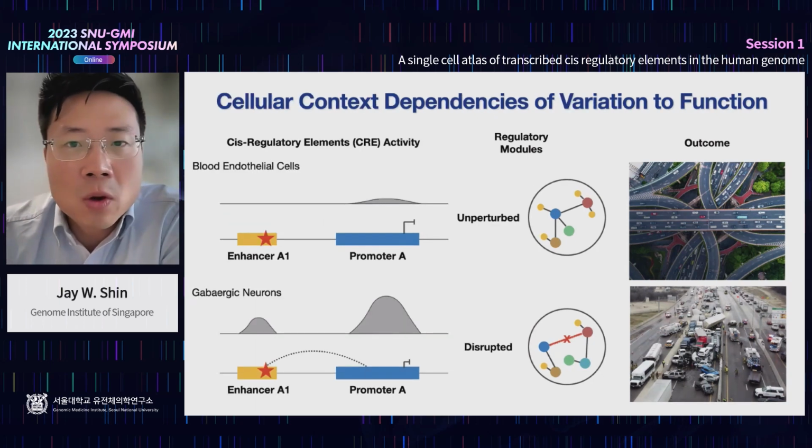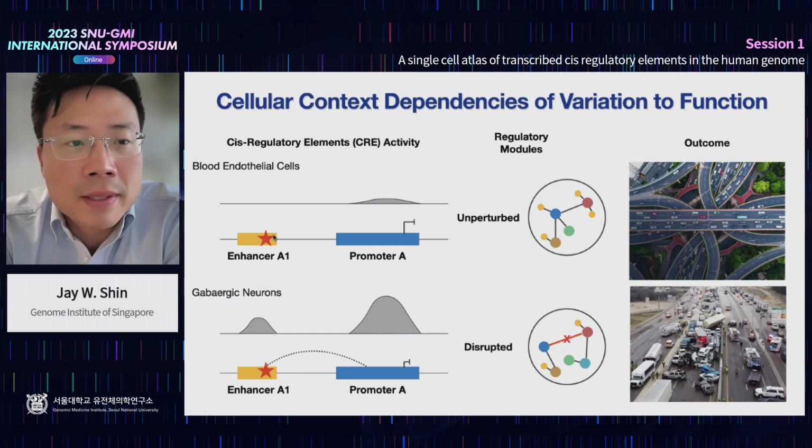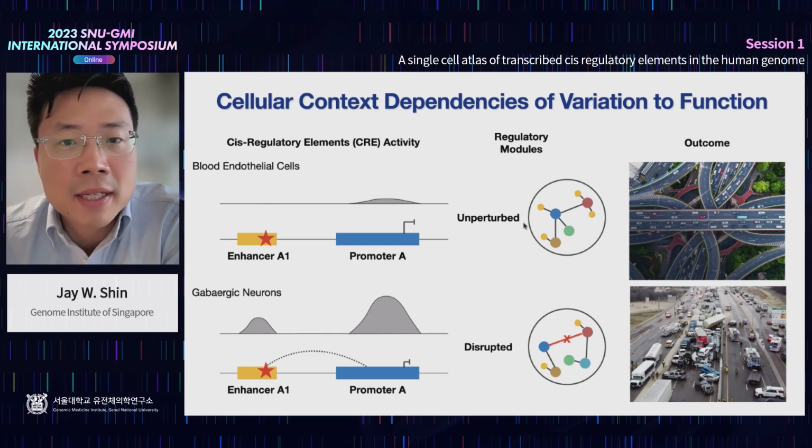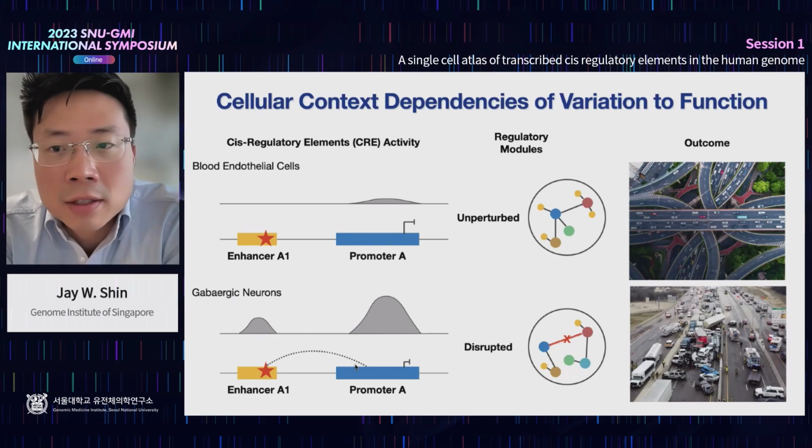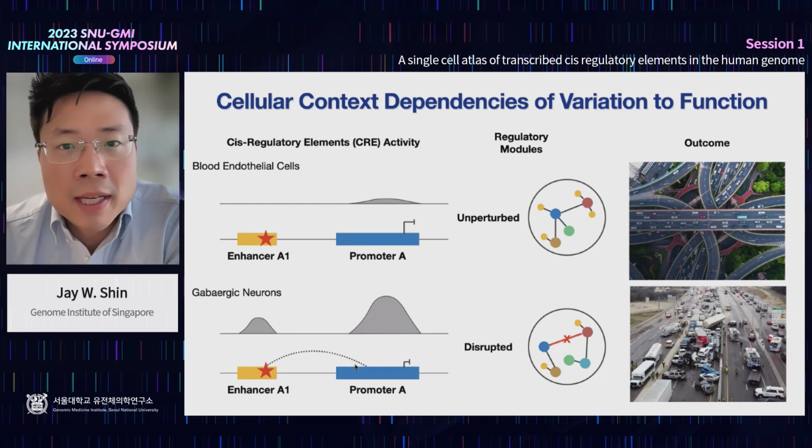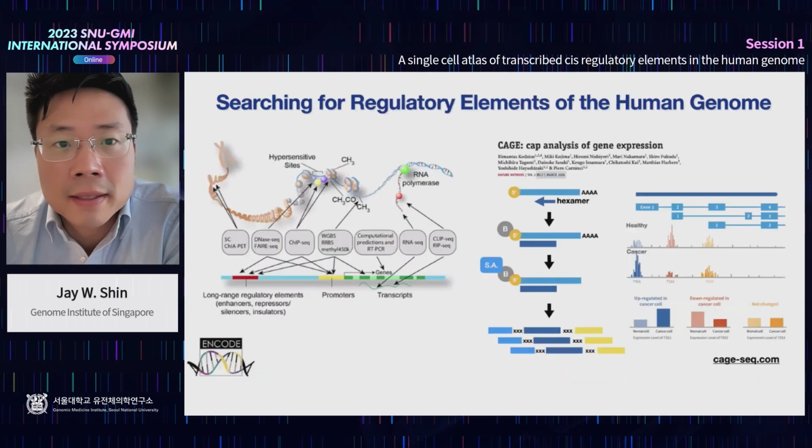consequences. But going back to this notion that the cellular context is so important, because if you have the SNPs in this enhancer, but this enhancer is not active in endothelial cells, you're actually unperturbed. But if this enhancer is active in the GABAergic neurons, for example, the interaction can be perturbed and could lead to unwanted consequences. So to study this, we really have to understand not only where the SNPs are, but also which cell types these SNPs are most active in.